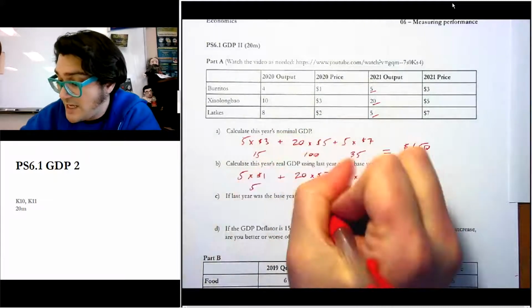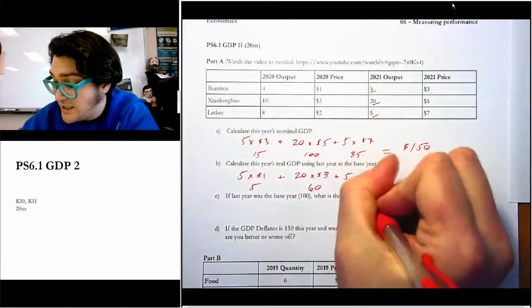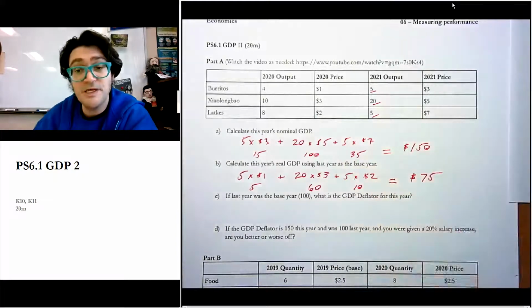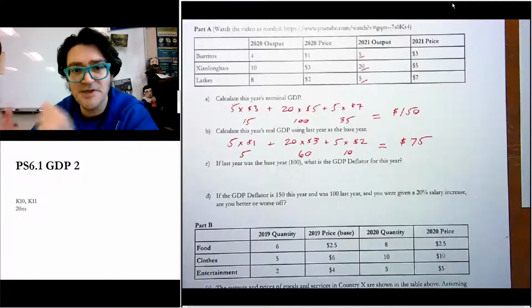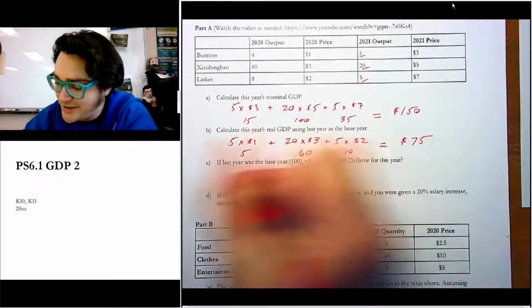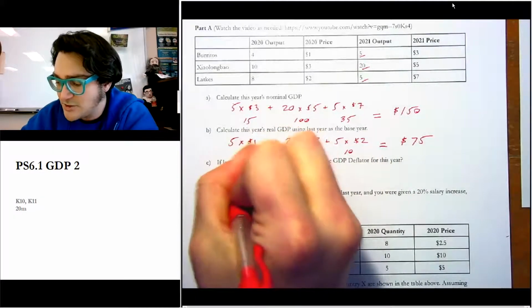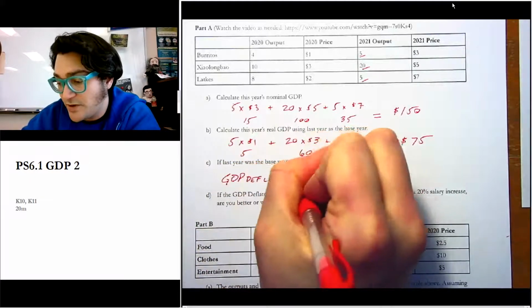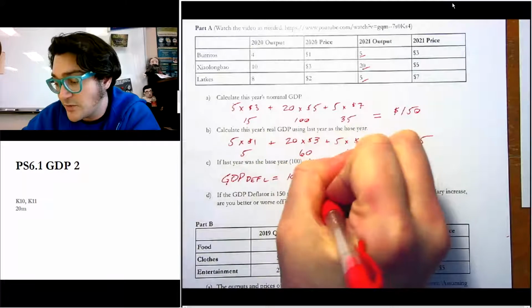So then we've got 5 and 60 and 10. And so, whoa, look at that. The real GDP is half of what the nominal was. So talk about that. We need a deflator for sure. So GDP deflator, and if we don't remember, it's 100 times the nominal over the real.